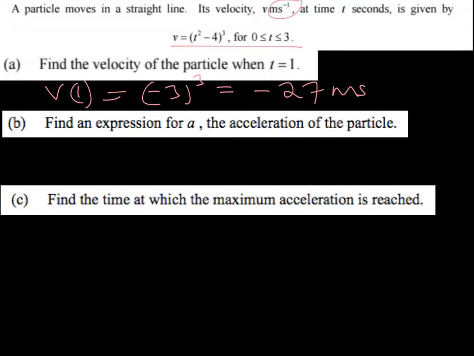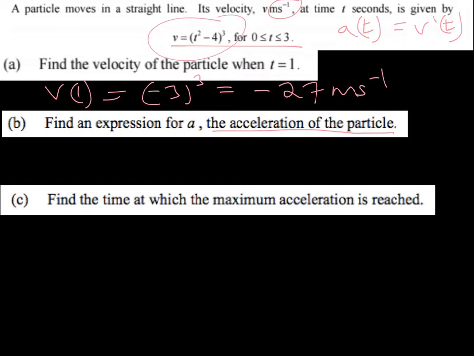27 meters per second. In part B then, we are asked to find the acceleration of the particle. So the key relationship to recognize here is that the acceleration is equal to the derivative of the velocity. So in essence here what we've got to do is differentiate this function, and as we noted earlier, given that this is a composite function, we're going to have to use the chain rule to differentiate this.